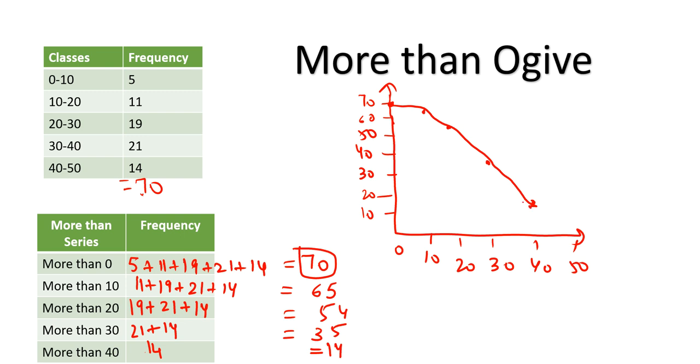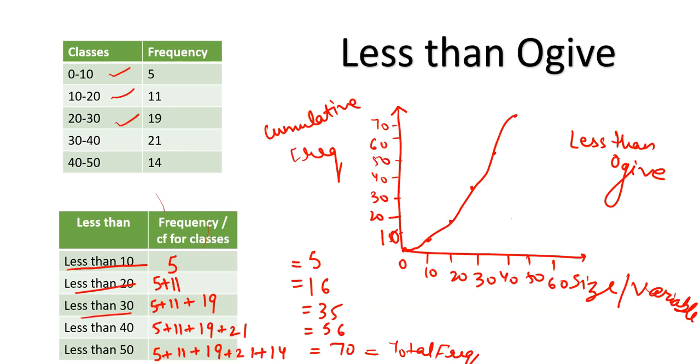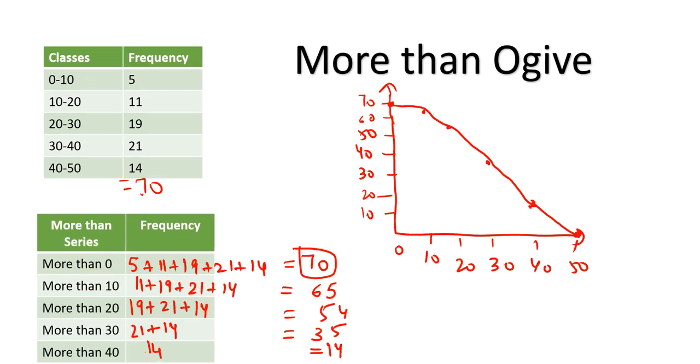Right. So now we'll simply make it as something like this. Or we'll simply join it from 50 down to 0. So what we can say, this is our more than ogive. One thing we need to notice is, in our less than ogive it was upward sloping, but in our more than ogive it is downward sloping. So this is how we make our graphs for the frequency distributions.